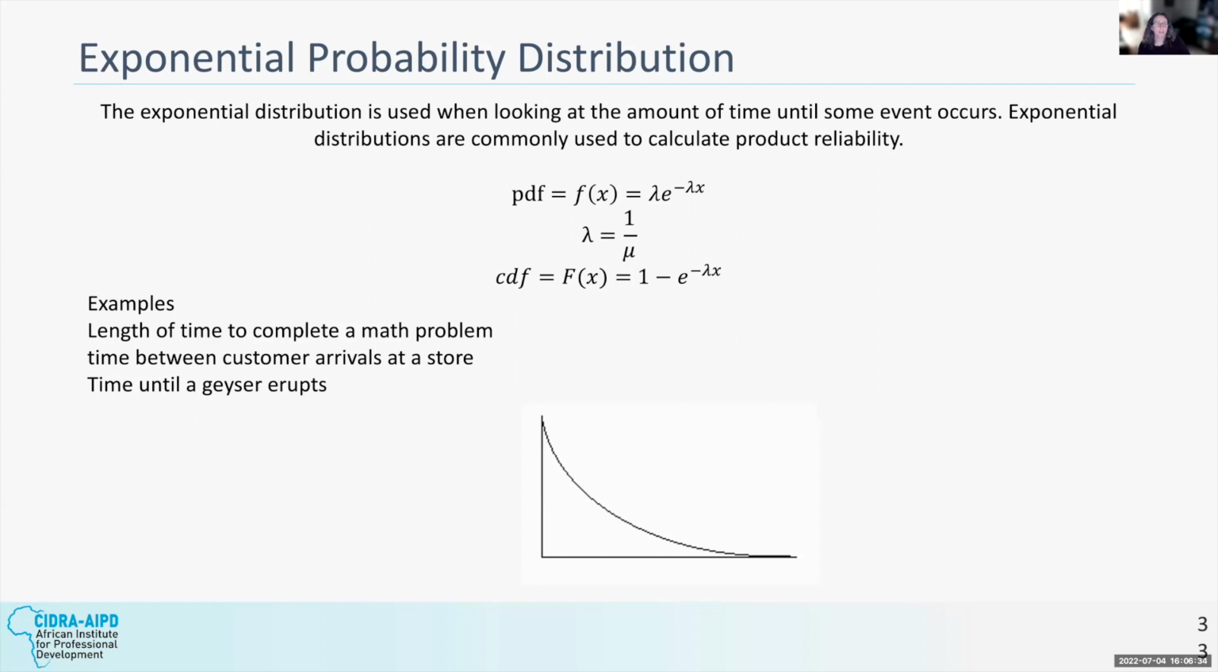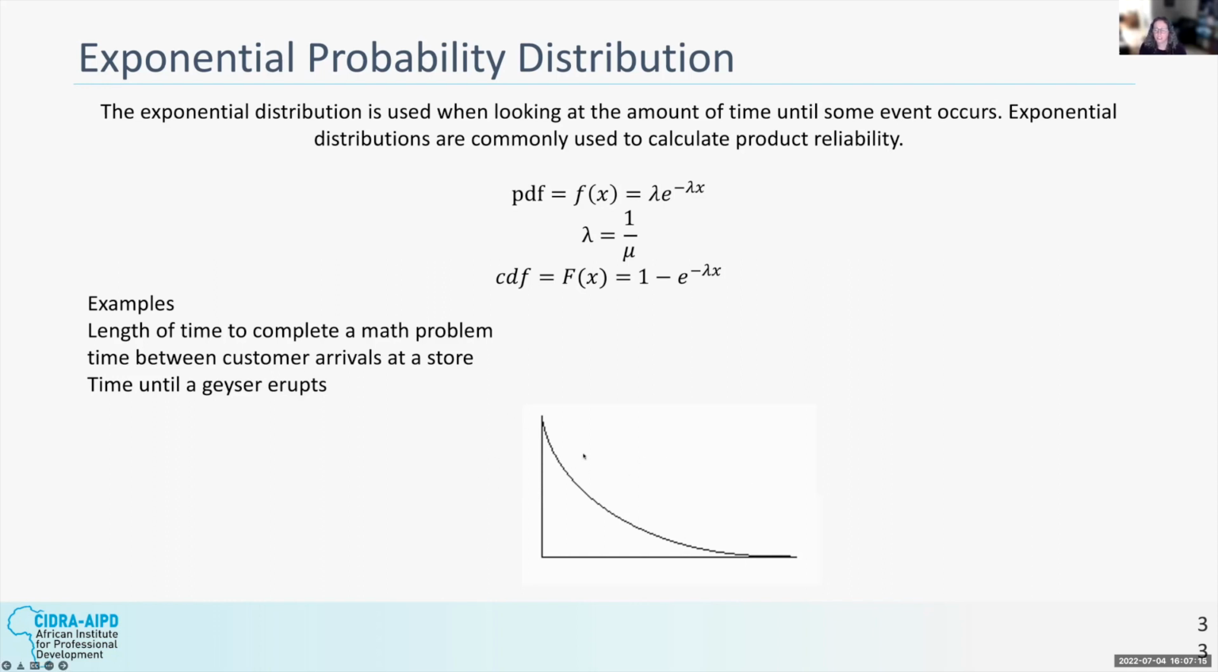Okay, let's look at the exponential probability distribution. The exponential distribution is used when looking at the amount of time until some event occurs, and exponential distributions are commonly used to calculate product reliability. Some examples would be the length of time to complete a math problem, the time between customer arrivals at a store, or the time until a geyser erupts. You're going to come up with some average and be able to plug that right into the formula.